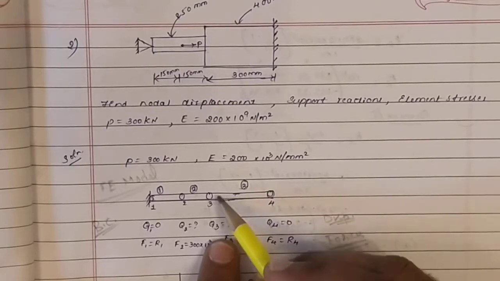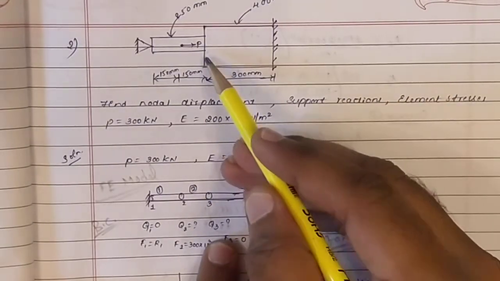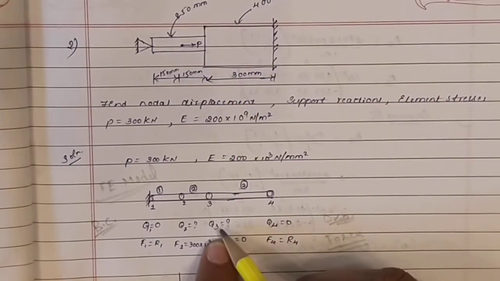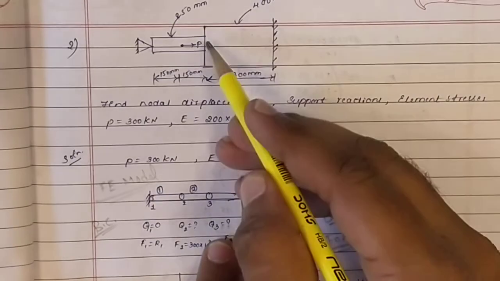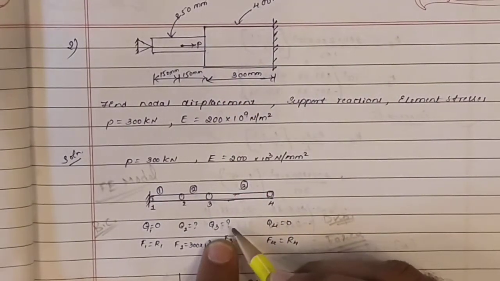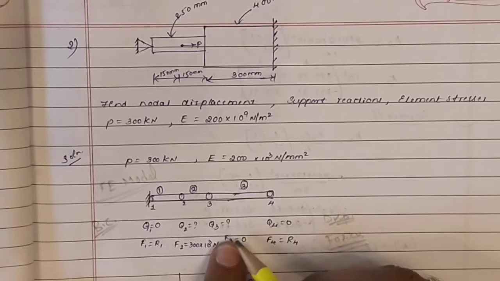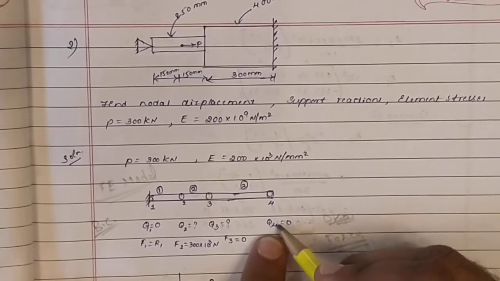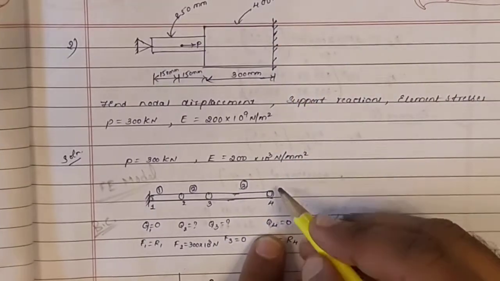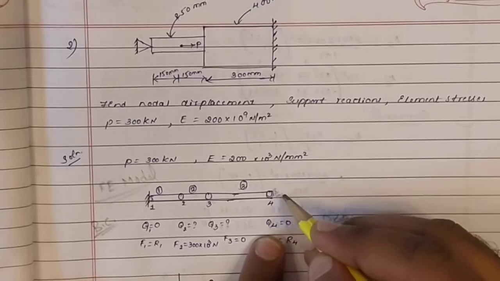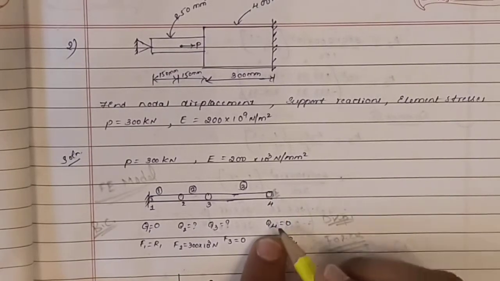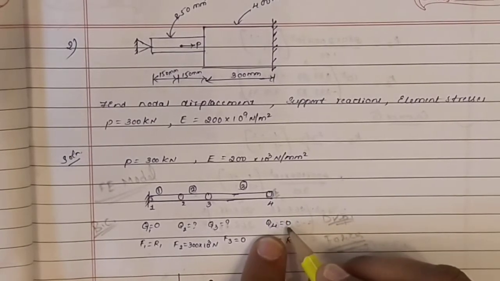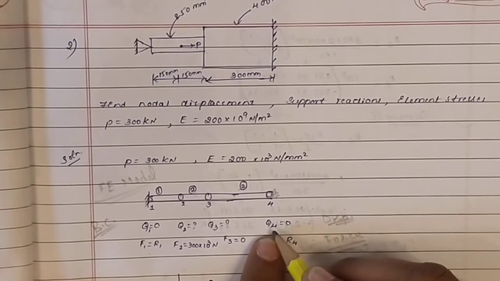Coming to the third node, it is not fixed, so there will be some displacement. We have to find the displacement. Just put a question mark. Next, coming to the fourth node. The fourth node is completely fixed, so there won't be any displacement. So Q4 is equal to 0.